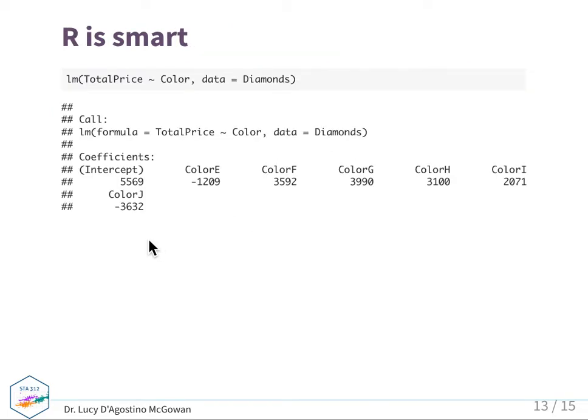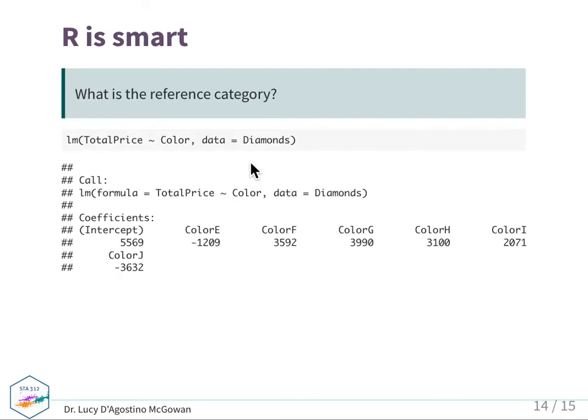So it turns out R is smart, and if you just fit a linear model of total price on color, and color is a factor variable or a character variable, by default, R will drop one of the categories and make that the referent category. And by default, it's going to drop the first level. You may have noticed this when doing some of your modeling that had just two categories. So here, what is the reference category? It's going to be category D.